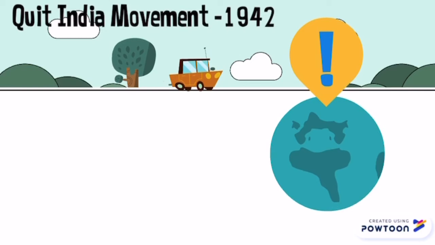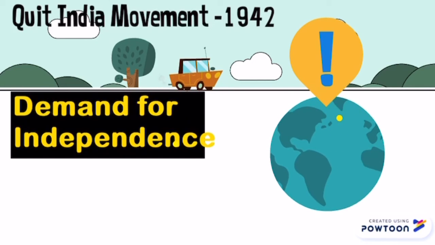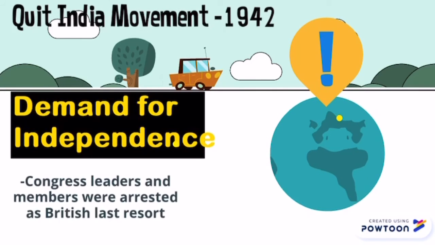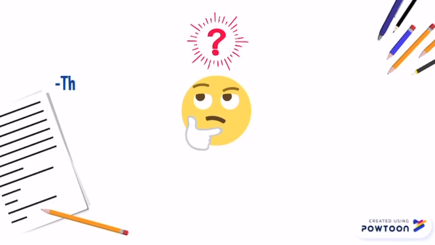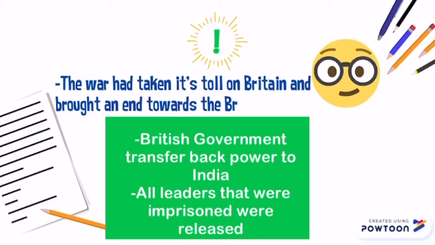In 1942, Gandhi launched the Quit India movement. The Quit India movement is based on the demand for independence. Following this, Congress leaders and members were arrested as a last resort attempt at stopping the protests. The war had taken its toll on Britain and effectively brought an end to the empire. At last, the British government transferred the power back to India and released all the leaders that were imprisoned.